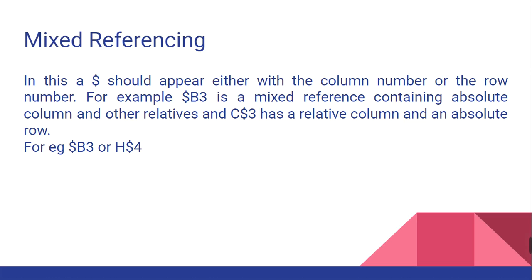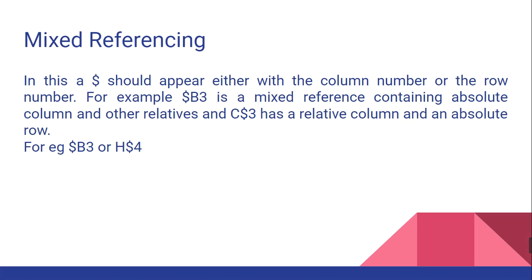So here in this case you can see in the example we have put the dollar sign before the B, which is a column, and before the 4, which is a row. So the mixed referencing is represented in such a way that in the cell address, either the dollar is placed before the column name or before the row number, so that they remain fixed.